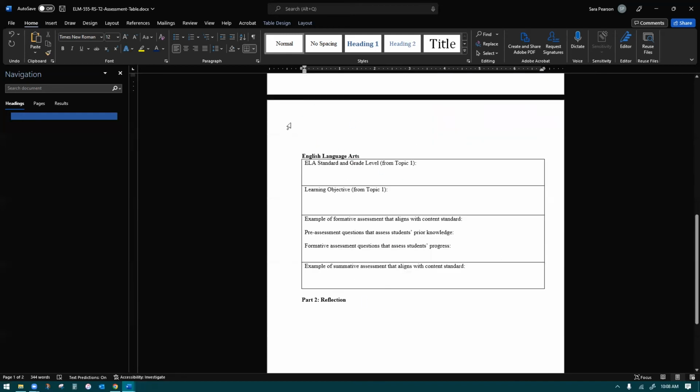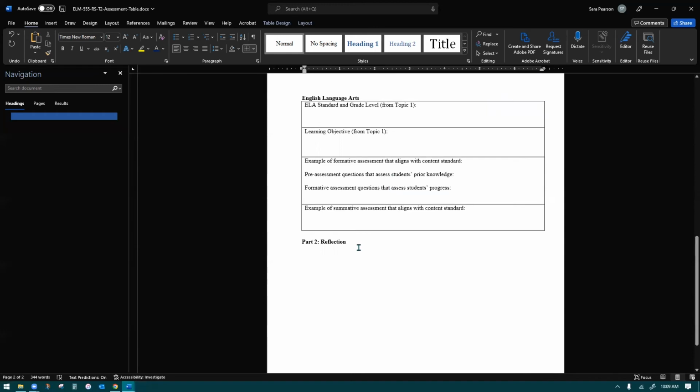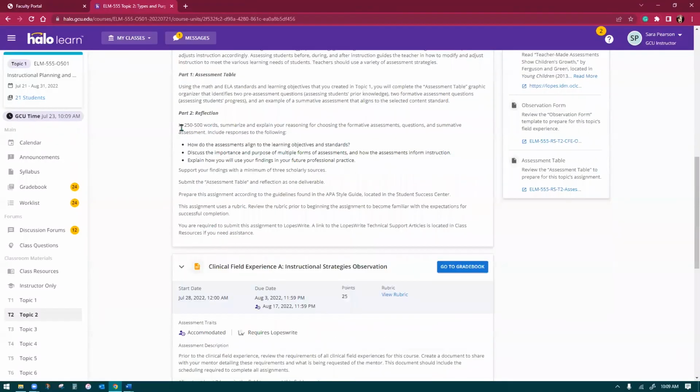You'll do the same thing with your English language arts standards and objective. And then you'll have part 2, the reflection. In the reflection, it's supposed to be 250 to 500 words, and explain your reasoning for choosing your formative assessments, the questions, and the summative assessment. First, you want to talk about the alignment of objectives and standards and how they align to your assessment, the purpose for all these forms of assessment and how they inform your instruction, and your findings for your future professional practice.